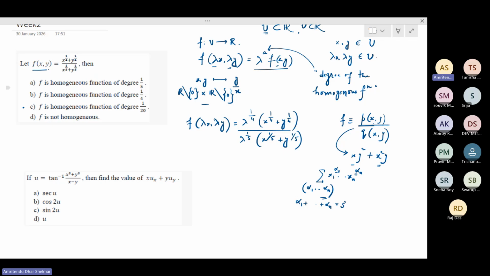Okay. If you have two homogeneous functions and you take the product of those two homogeneous functions, they are again going to be a homogeneous function. Similarly, you can take the quotient. That's also going to be a homogeneous function. So maybe you're aware of a little bit of algebra.